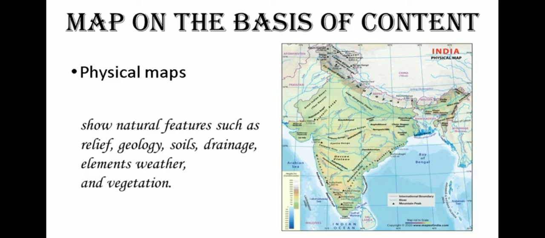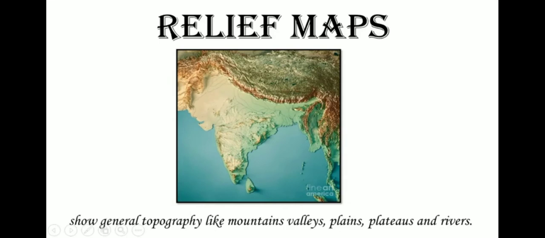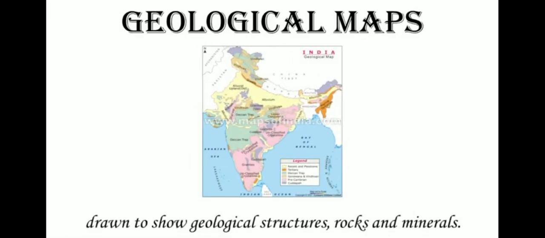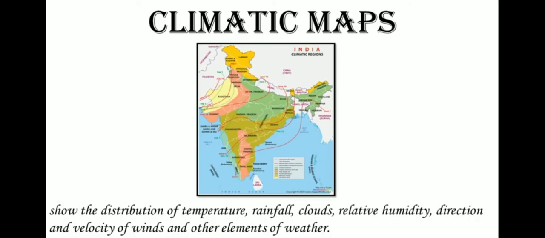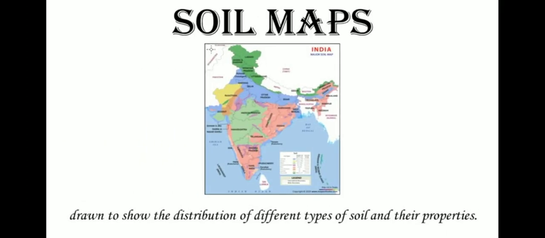Maps on the basis of content. Physical maps show natural features such as relief, geology, soils, drainage, climate, weather, and vegetation. Relief maps show general topography like mountains, valleys, plains, plateaus, and rivers. Geological maps are drawn to show geological structures, rocks, and minerals. Climatic maps show the distribution of temperature, rainfall, clouds, relative humidity, direction and velocity of winds, and other elements of weather. Soil maps are drawn to show the distribution of different types of soil and their properties.